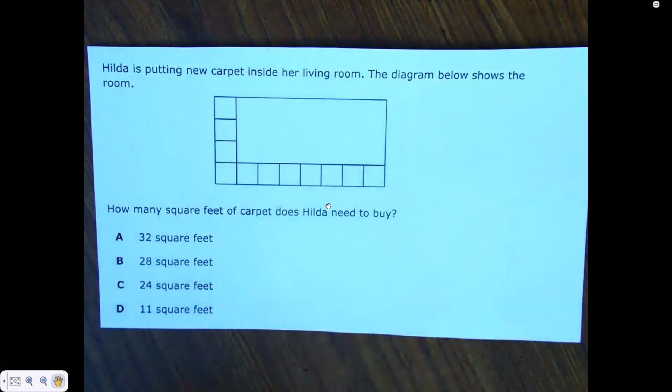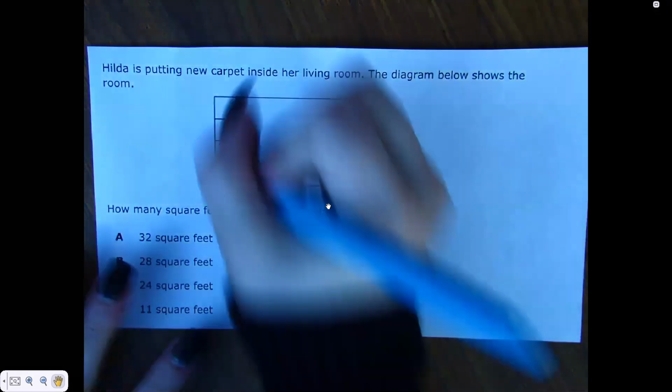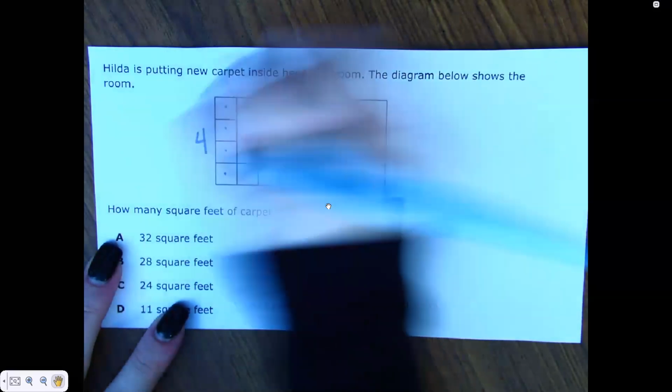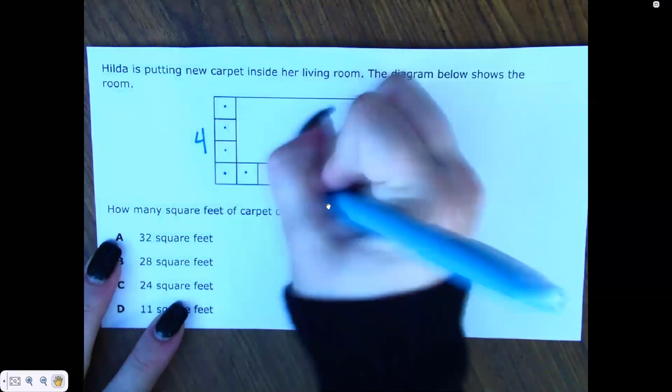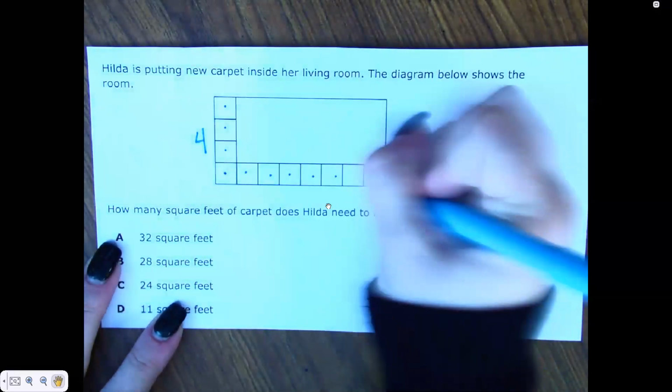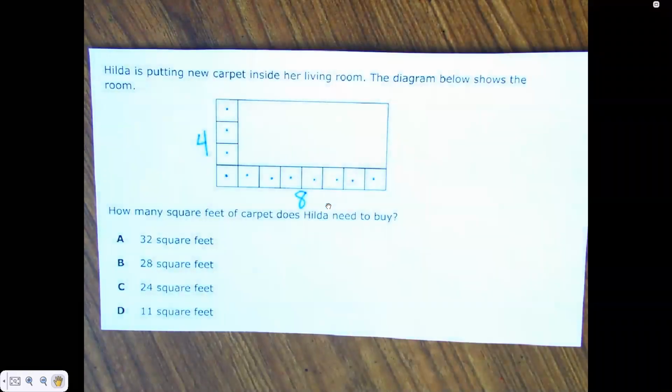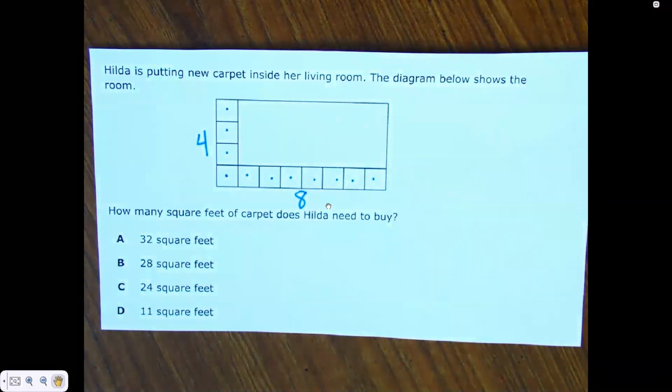Count the blocks. Figure out how many square units. Good, Aiden. Figure out how many square units total are on each side. So I have 1, 2, 3, 4. I have 1, 2, 3, 4, 5, 6, 7, 8. Okay, so I have 8 on one side and I have 4 on the other.